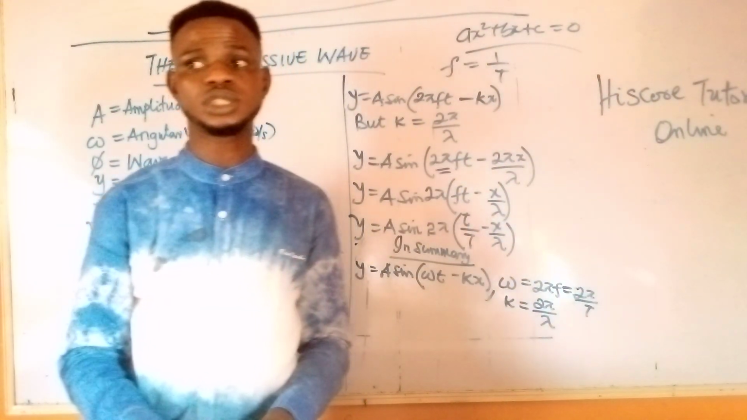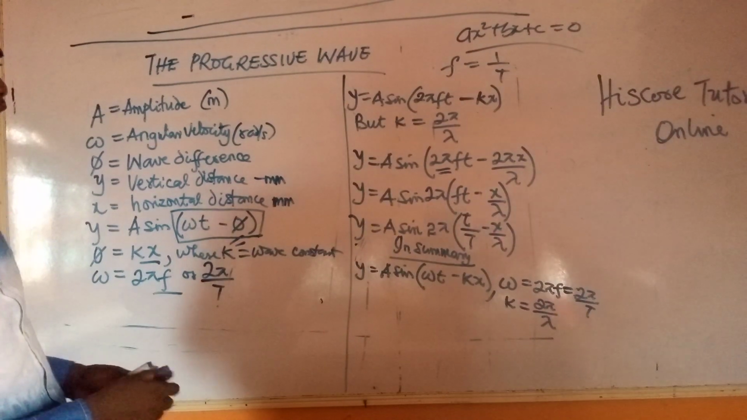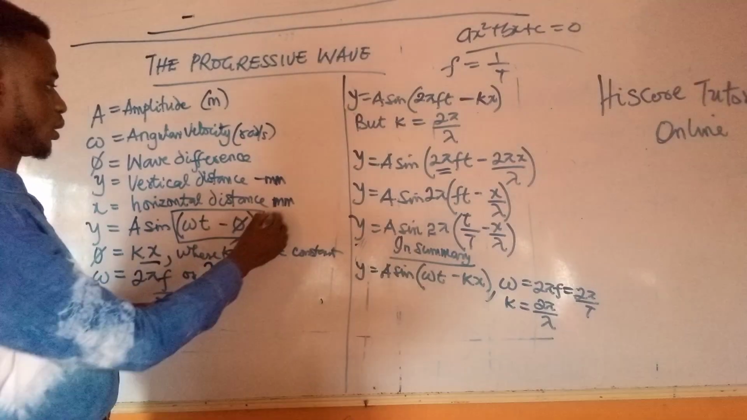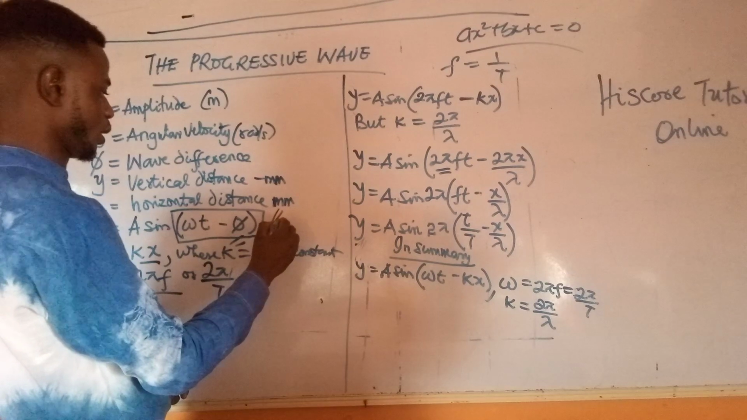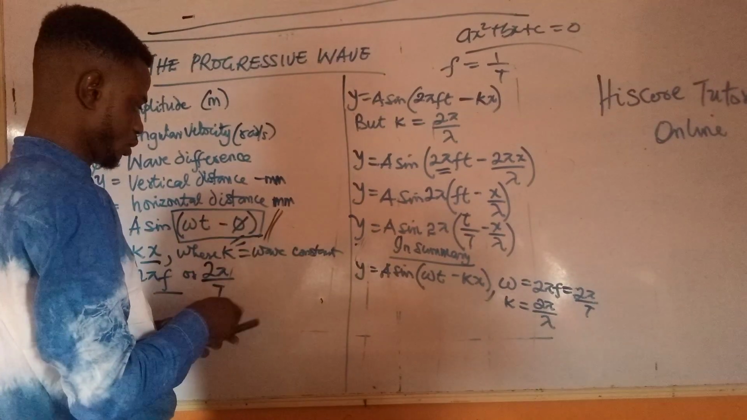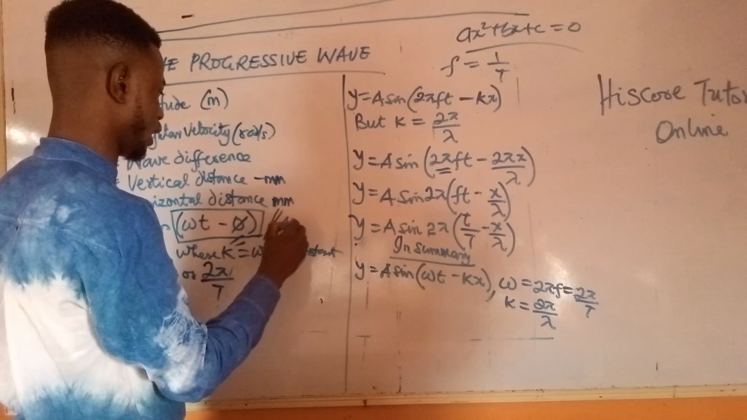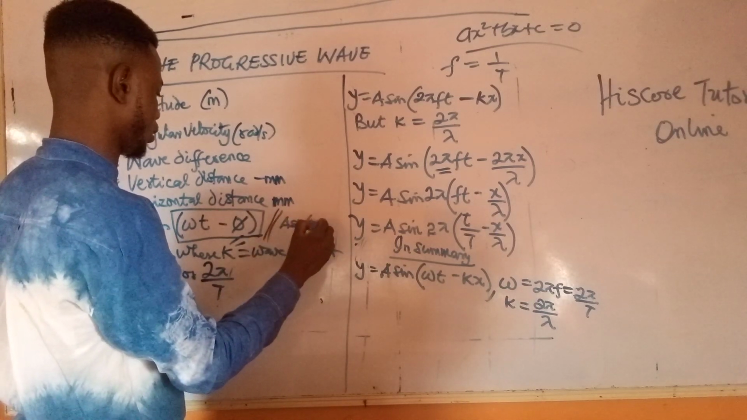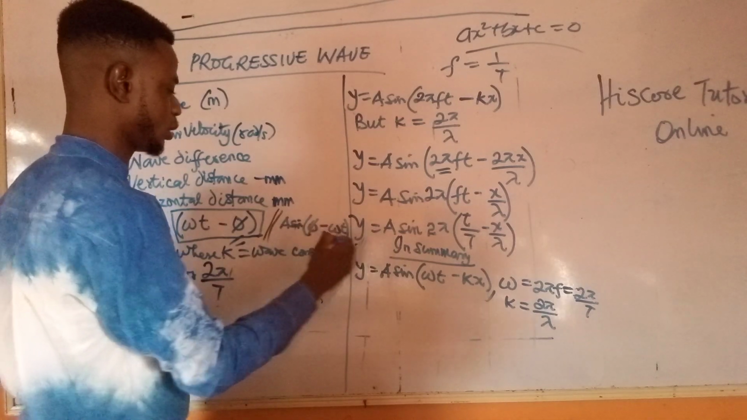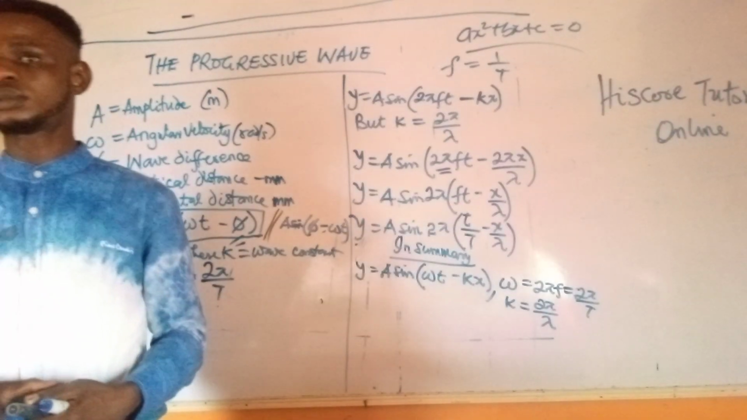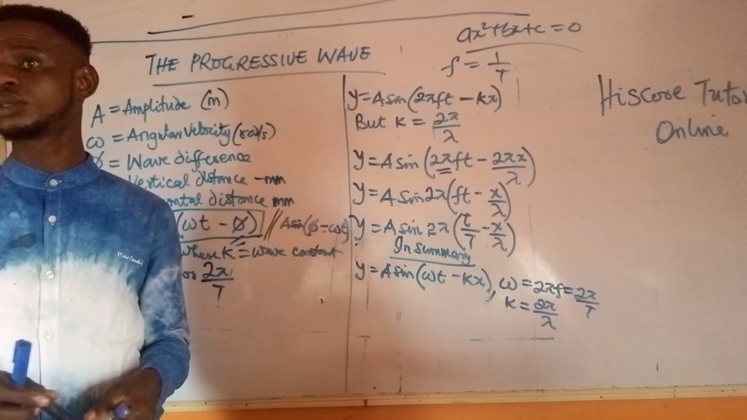Are you following? For example, if it is from right to left, this would have been omega t plus kx: A sine omega t plus phi. Is that clear? Yes, sir. Is that clear? Let's solve the question.